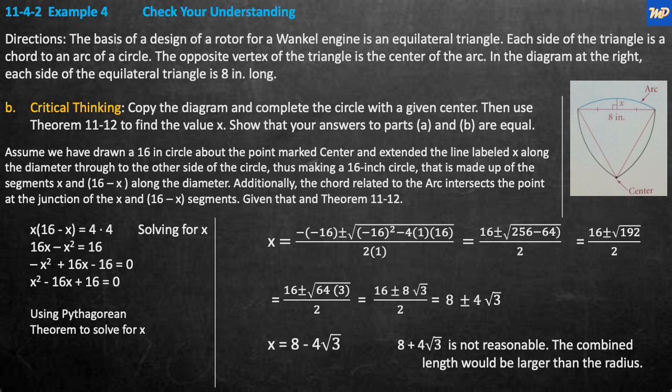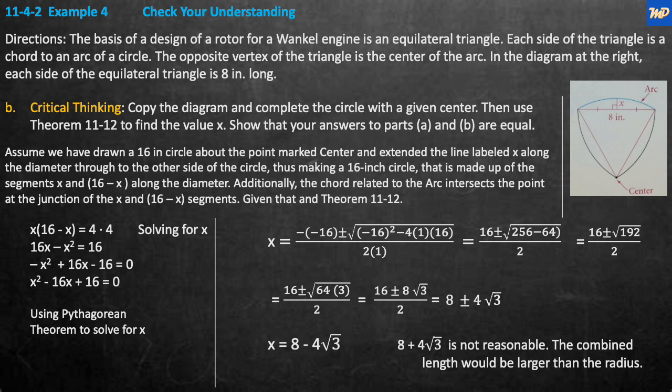So you've made this circle, the circle with a center. Okay, then use theorem 11-12 to find the value of x. Show that your answers to parts A and B are equal. So what you're going to do is you're going to come up with the same answer, which was 8 minus 4 square roots of 3, or approximately 1.1 inches. That's what we came up with last time.